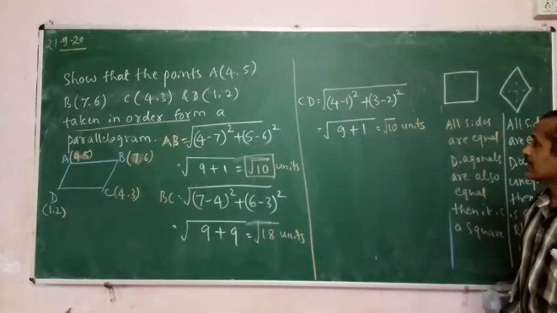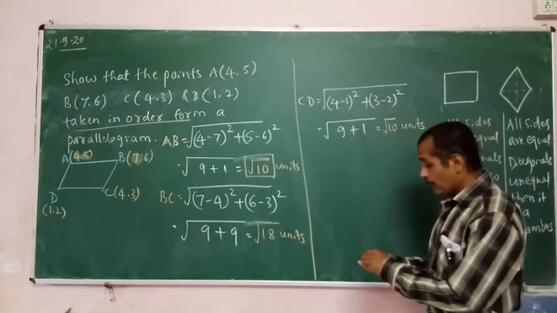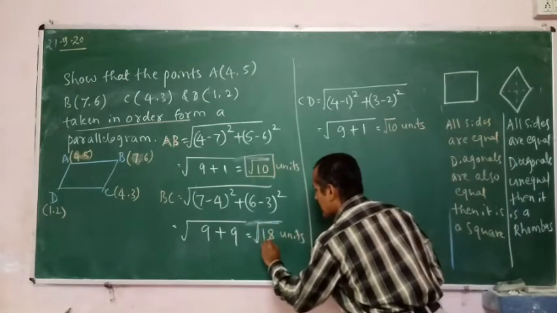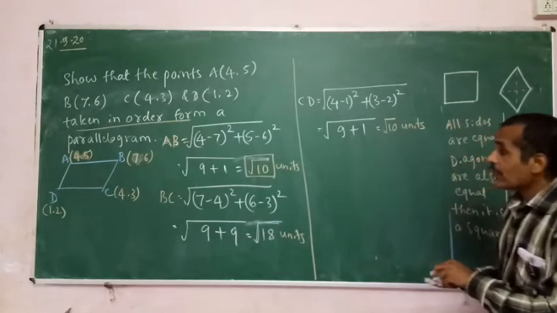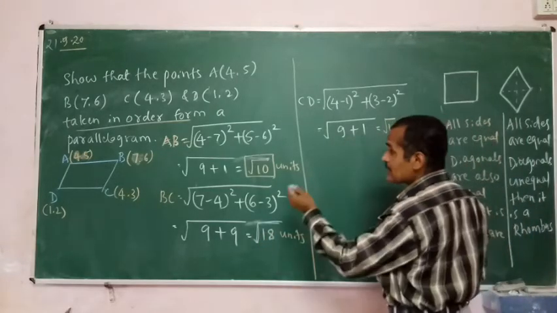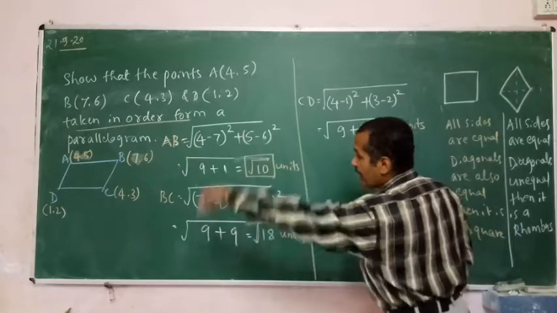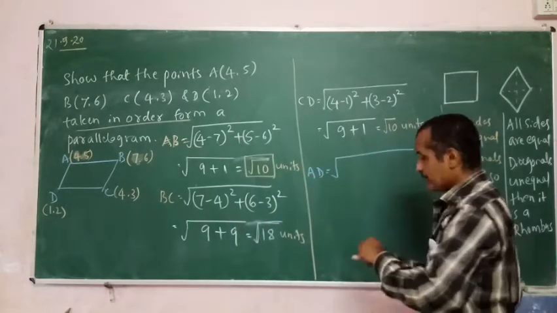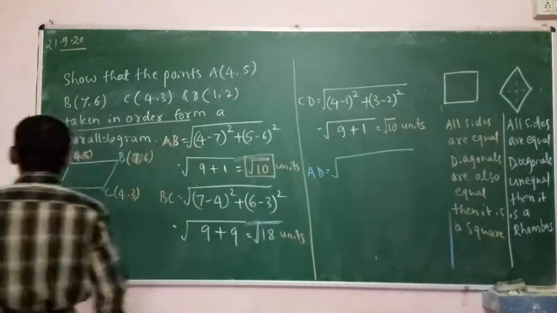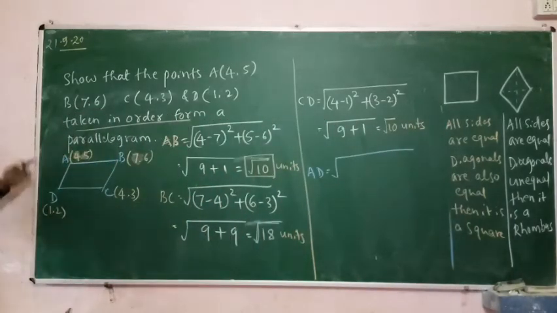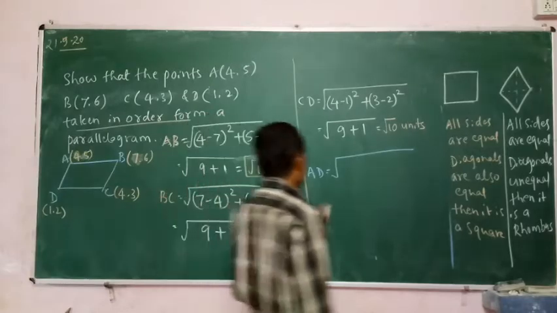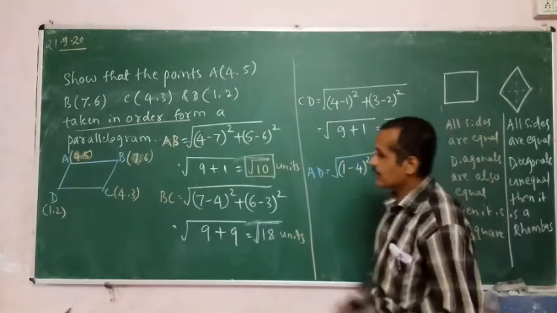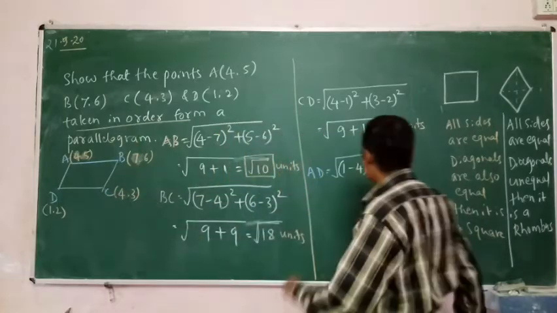Root 10 units. Let me go for, I will make it AB and CD, root 10. BC, root 18. Now I go for AD. AD is equal to under root. This minus this or this minus this. Anyway, (1 minus 4) the whole square plus (2 minus 5) the whole square.